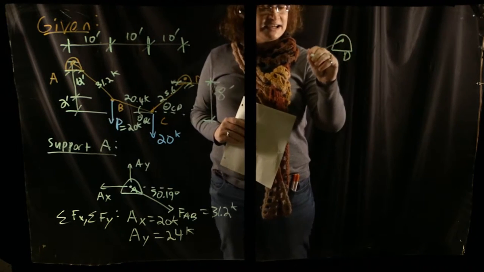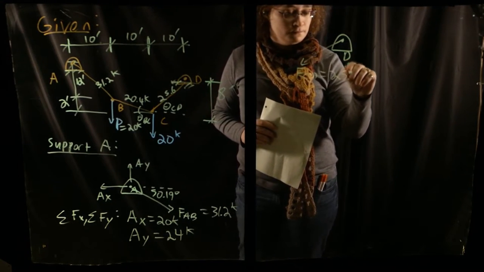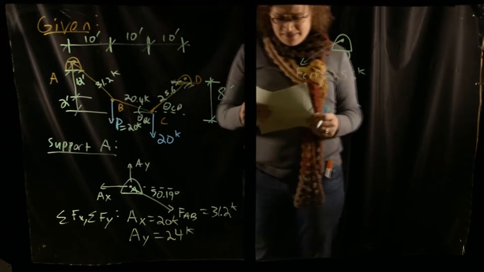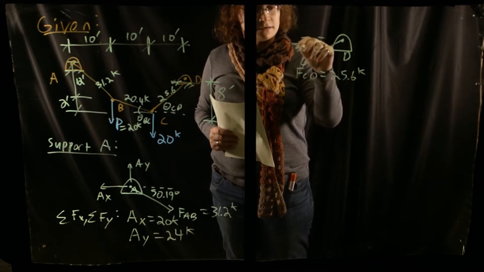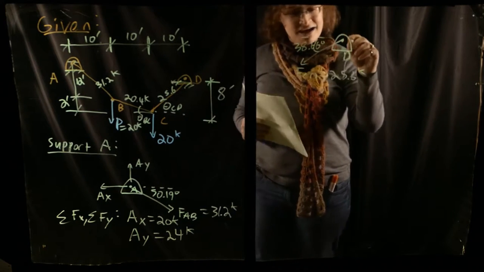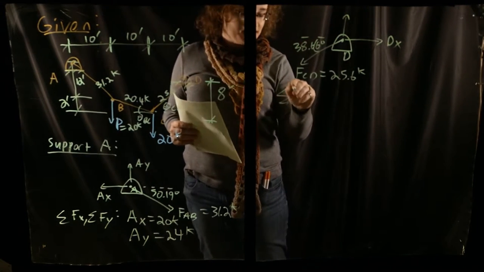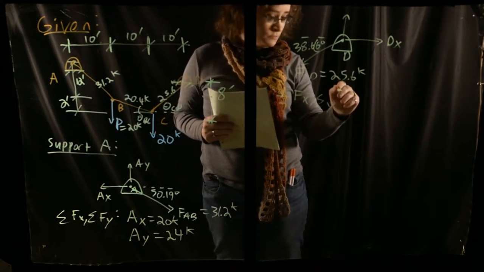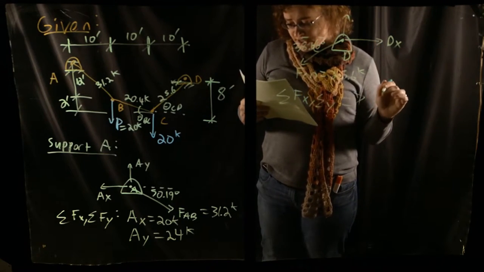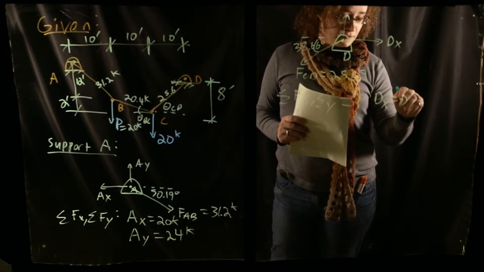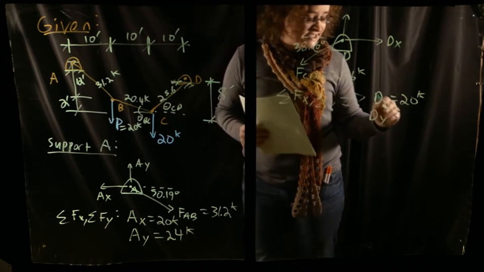And so we're going to have FCD, which we found was 25.6 kips. This is at an angle theta CD, which we found as 38.66 degrees. And then we have a DX to the right and a DY vertical. When you do a summation of forces in the X and Y directions, you will get that DX is equal to 20 kips, and that DY is 16 kips.